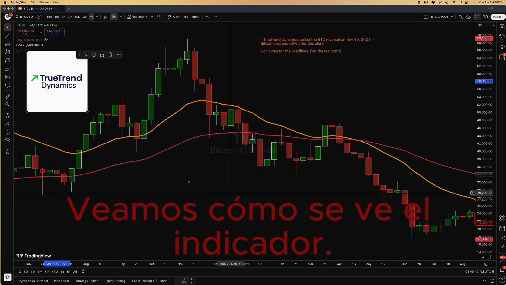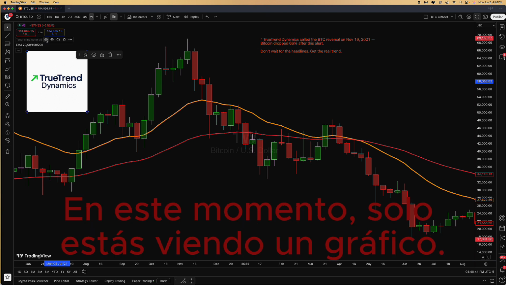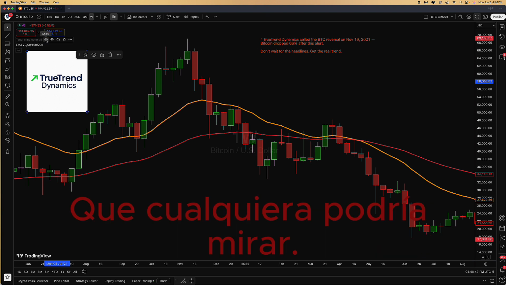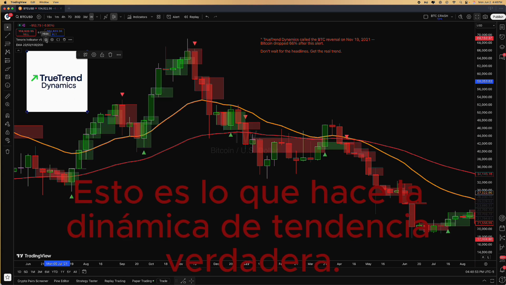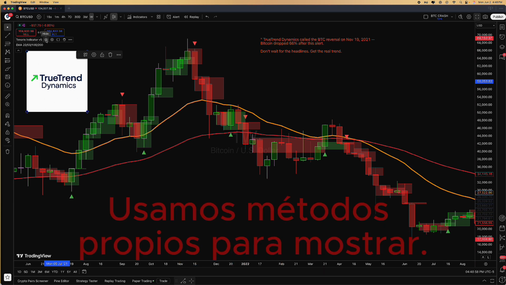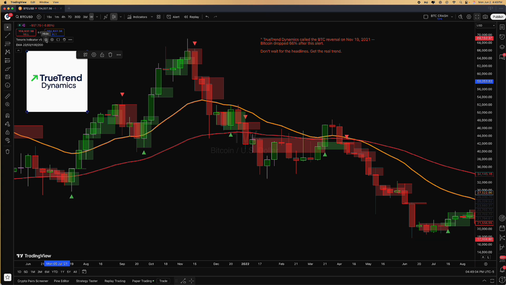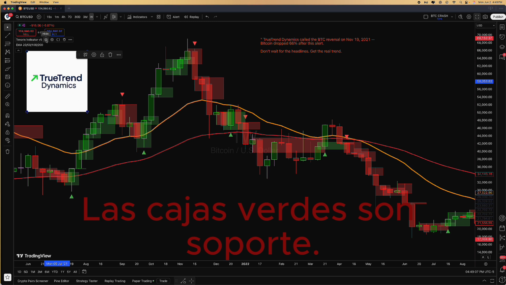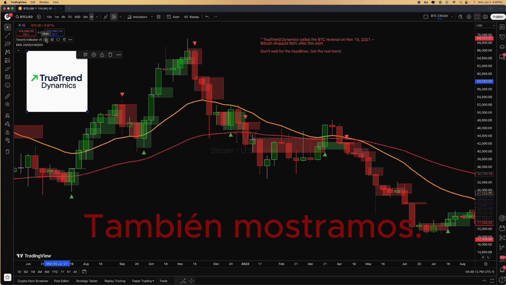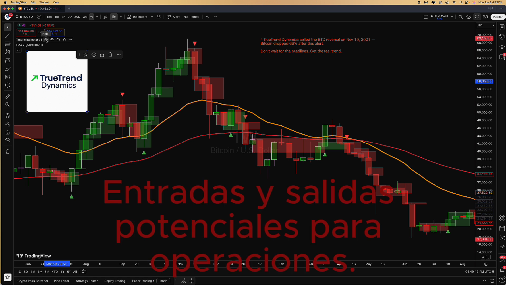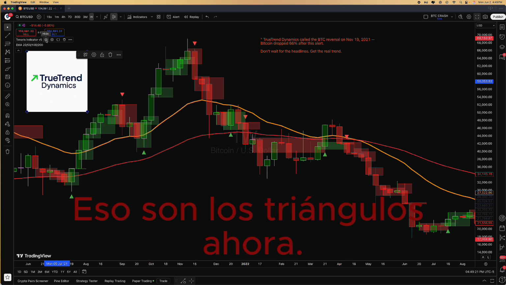So let's see what the indicator looks like. So here's the indicator over here. Right now you're just looking at a chart that anybody might look at, without anything on it. So this is what TrueTrend Dynamics does. We use proprietary methods to show support and resistance. The green boxes are support, the red boxes are resistance. We also show potential entries and potential exits for trades. That's what the triangles are.